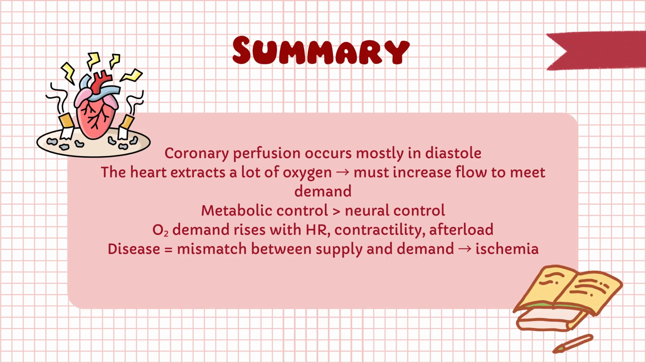Let's review. Coronary perfusion happens mainly during diastole, especially on the left. The heart has high oxygen extraction, so increased demand must be met by increased flow. Flow is controlled primarily by local metabolic factors. Oxygen demand is increased by HR, BP, contractility, and wall stress. When supply can't meet demand, the result is ischemia, angina, or infarction.